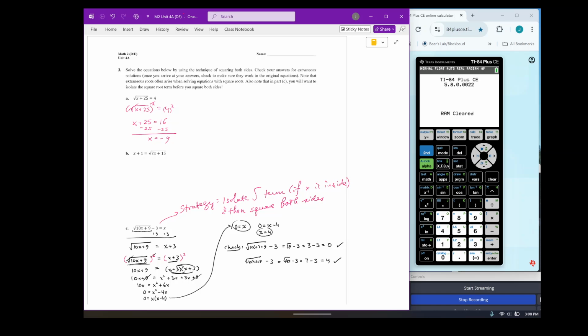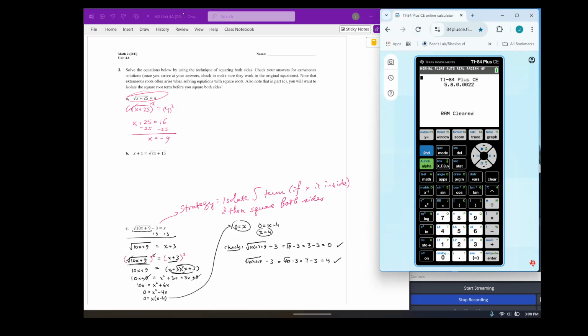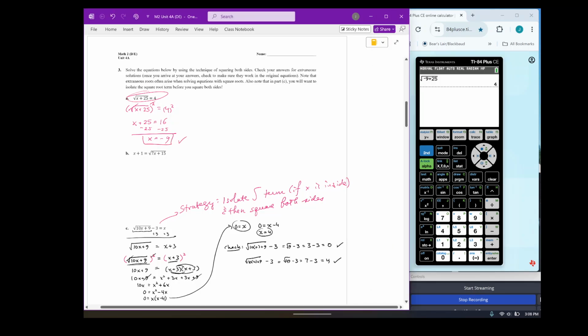And then to check it, well, we plug it back into the original. So over here, I'm going to do the square root. What is it? x plus 25, and x is -9 plus 25. And we get 4, which is what we're supposed to get. So that works. So it's not an extraneous solution. Okay.